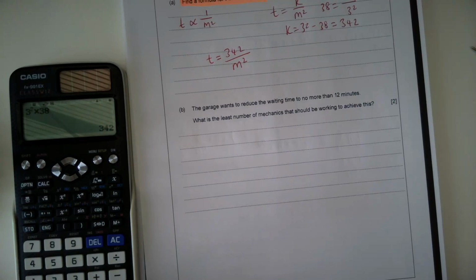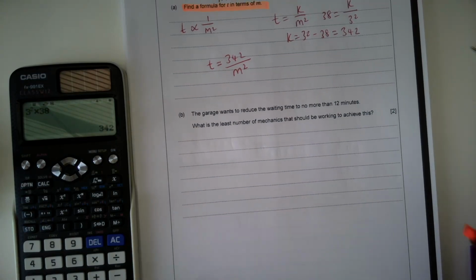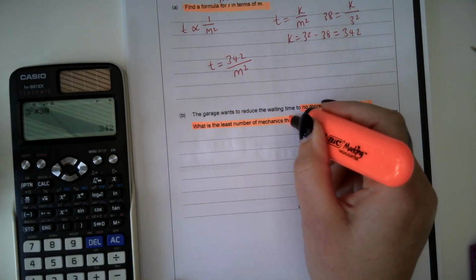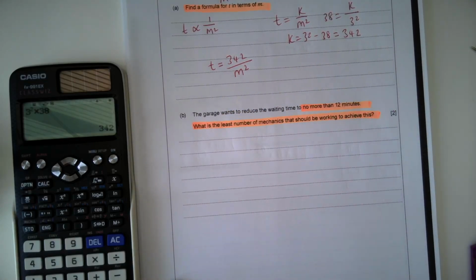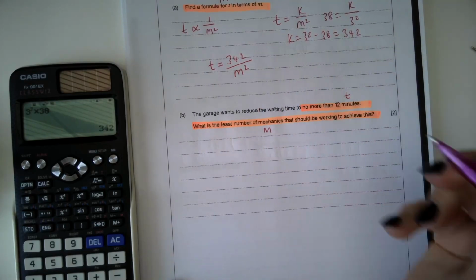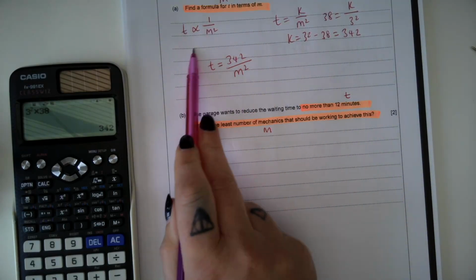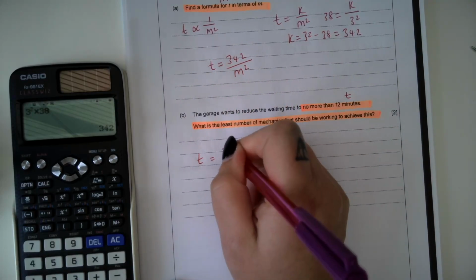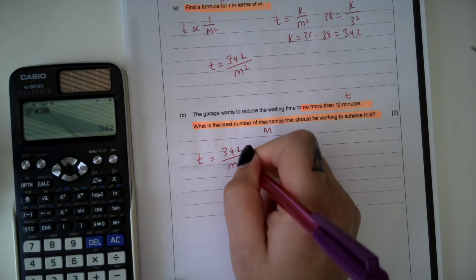Part B. The garage wants to reduce the waiting time to no more than 12 minutes. What is the least number of mechanics that should be working to achieve this? So remember, time is T, mechanics is M. We've got a formula here now that gives the relationship between time and mechanics. So we're going to use that.